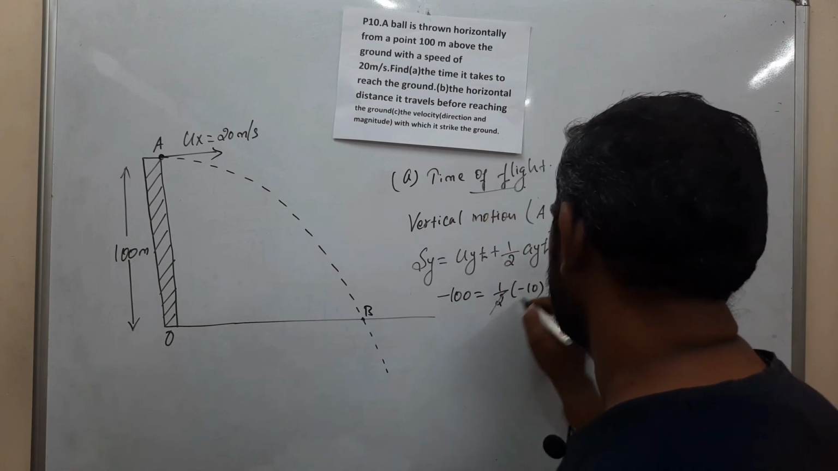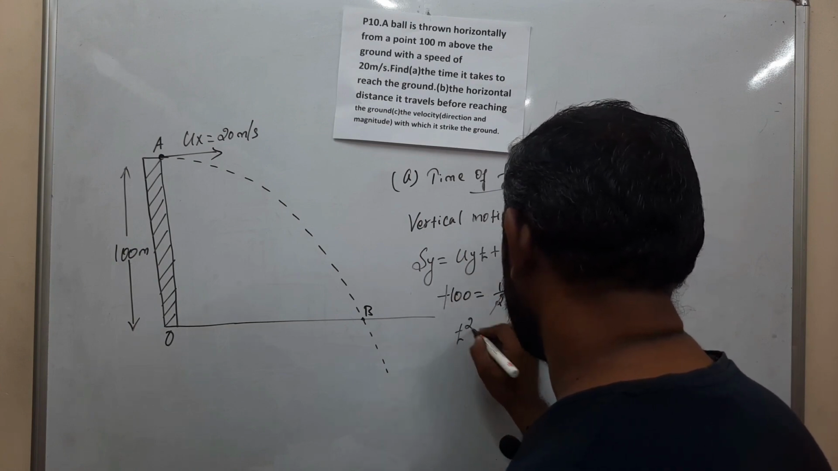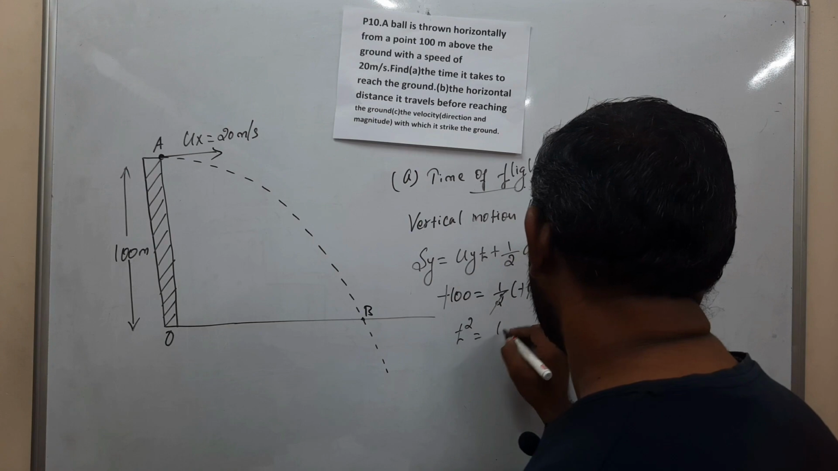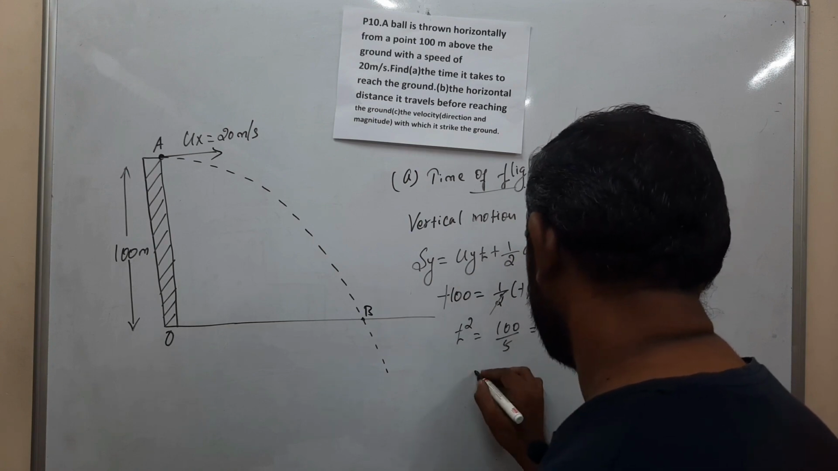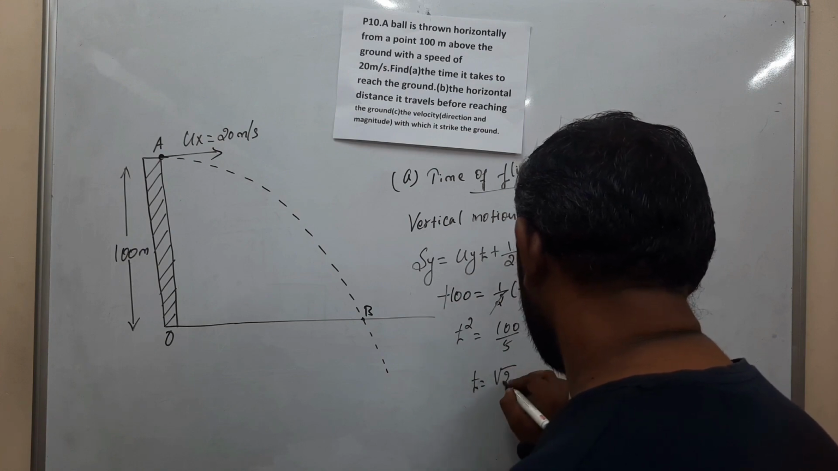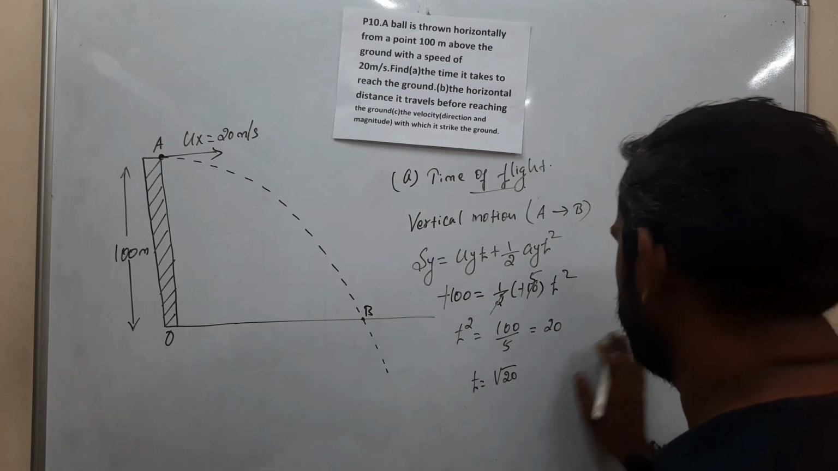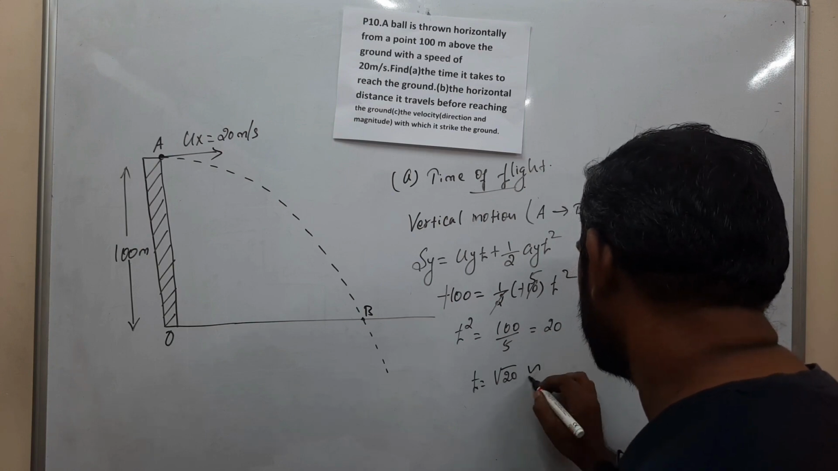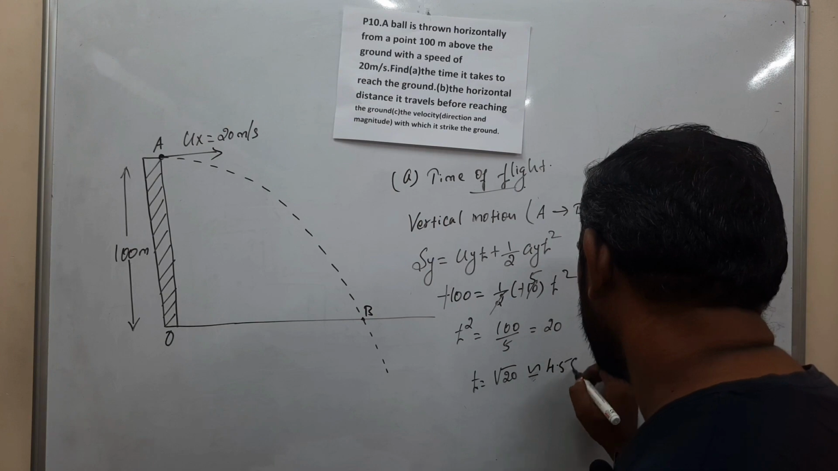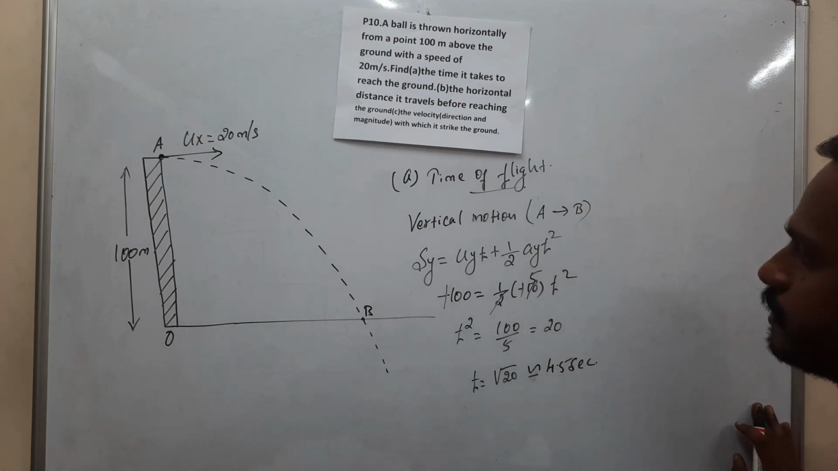So 2 5 times. This minus cancels. So t square is equal to 100 divided by 5, so that's equal to 20. So t is equal to root of 20, which is approximately equal to 4.5 seconds. So t is equal to root 20 or 4.5 seconds.